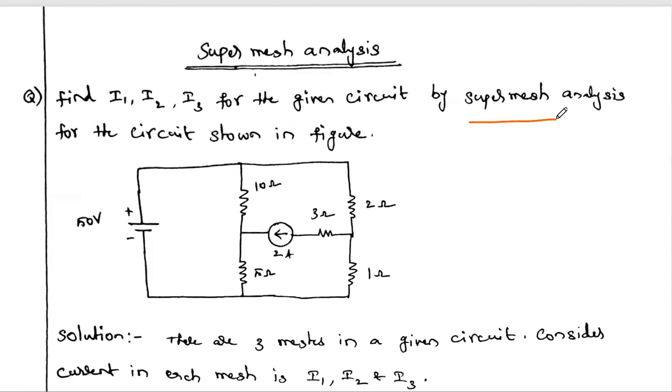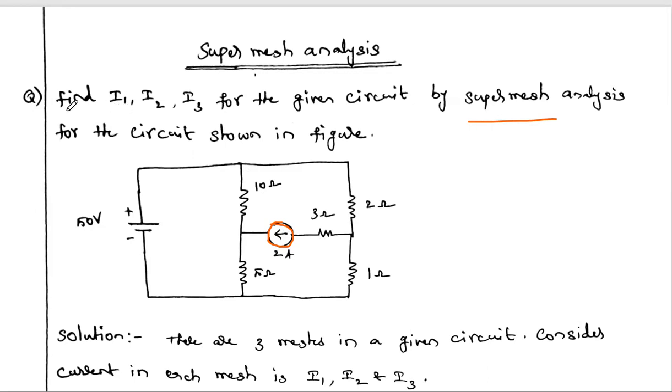So what is meant by super mesh? In which situation do we have to use super mesh analysis? When a given circuit has a current source. You see this is the current source: if there is a circle with an arrow inside, it is a current source. If this current source is connected in between two loops, meaning two meshes, we have to solve that type of circuit using super mesh analysis.